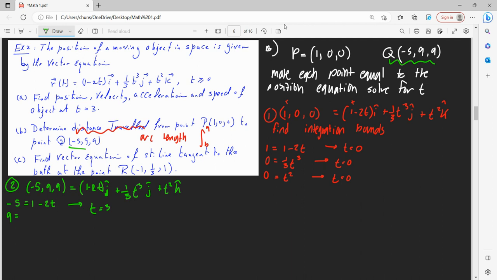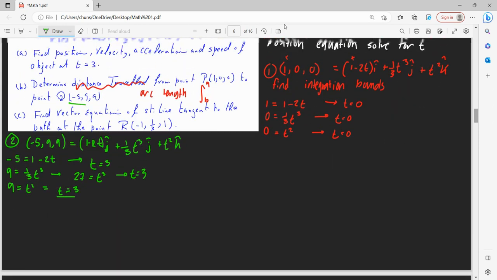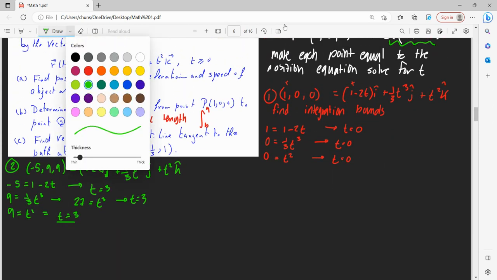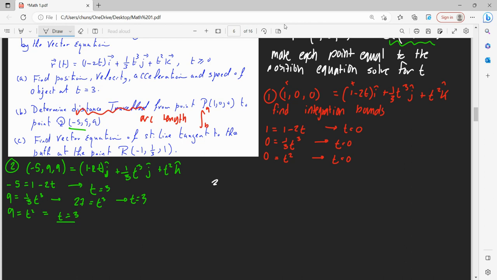Then we have 9 equals 1/3 t cubed. So that gives us 27 equals t cubed, t equals 3. And then lastly, t squared, and then t is equal to 3. So this is the top part of our integration bound. Now, all I have to do is solve for arc length.